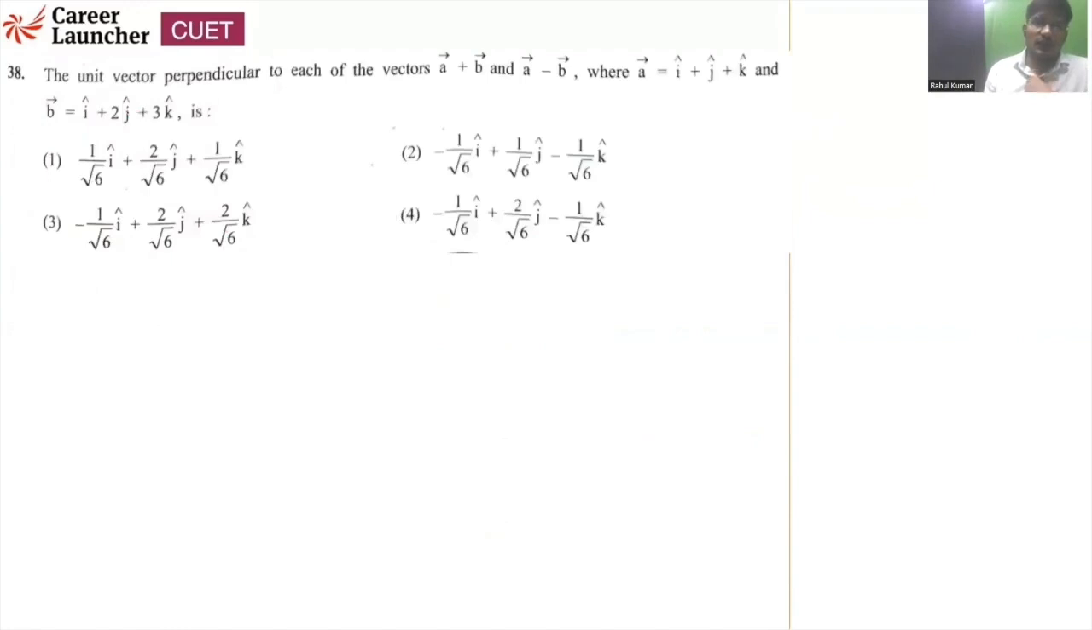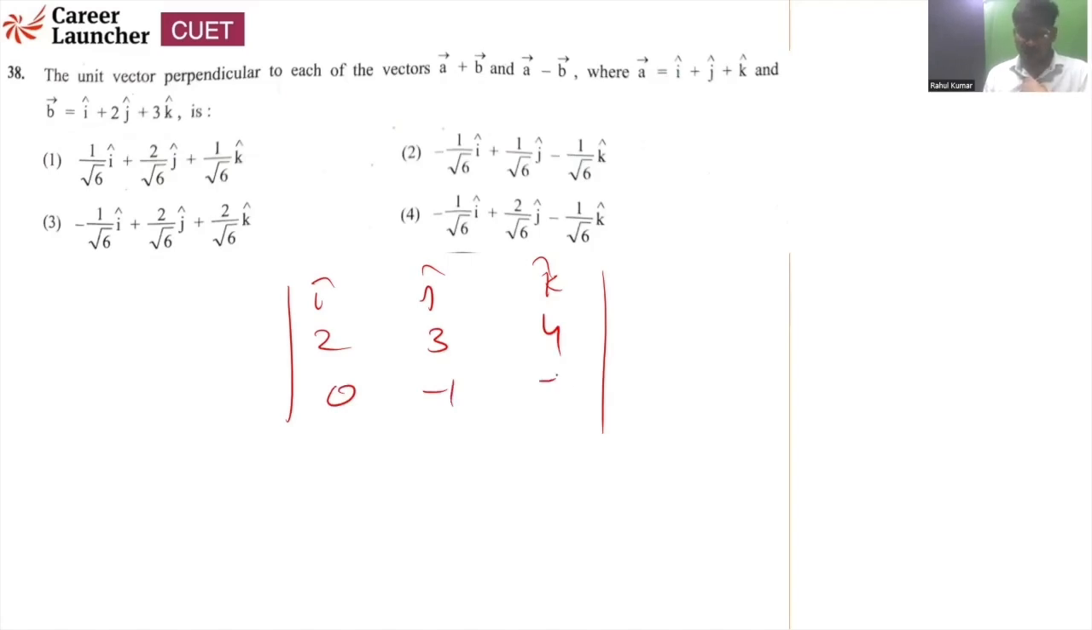Now the next one is the unit vector perpendicular to A plus B and A minus B. First we'll find the A plus B vector, i, j, k cap. So first A plus B is 1 plus 1 is 2, 1 plus 2 is 3, 1 plus 3 is 4. And A minus B is 1 minus 1 is 0, 1 minus 2 is minus 1, 1 minus 3 is minus 2. So we need to find the unit vector.